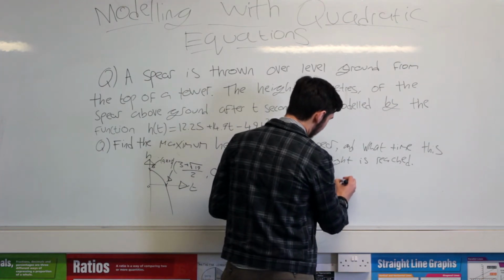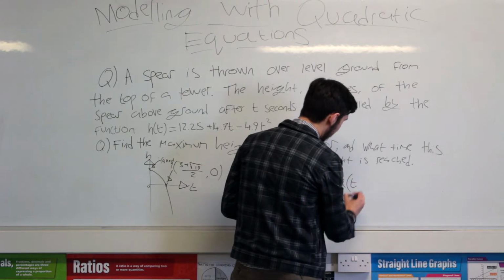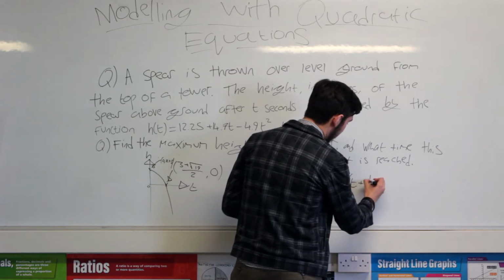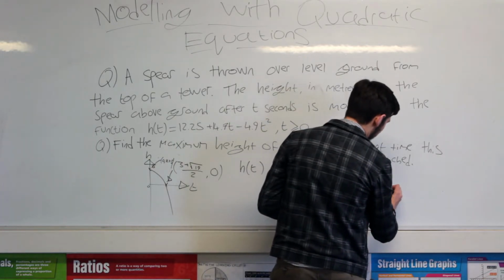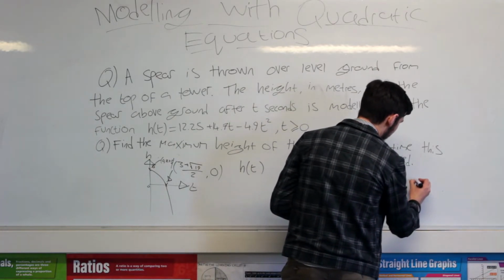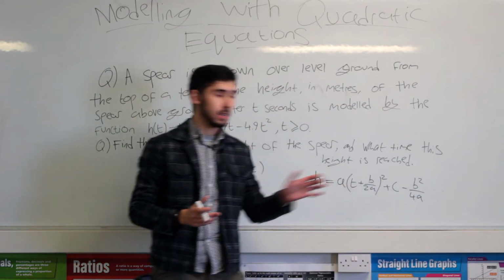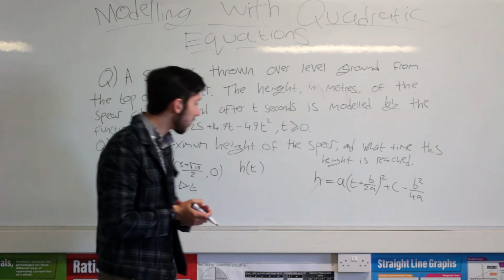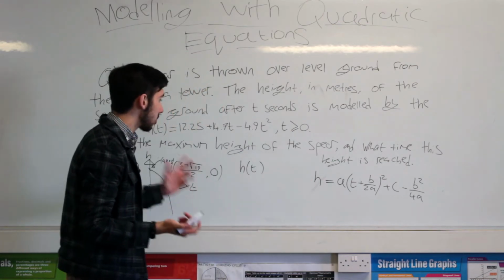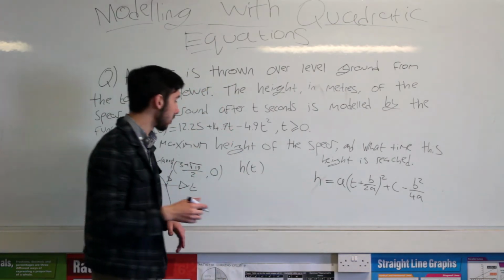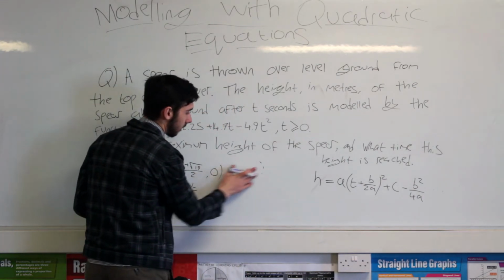h is going to be a times (t plus b over 2a) squared plus c minus b squared over 4a, okay? That is the completing the square formula, okay? Very cool. And I've put a t there instead of an x and an h instead of a y, okay? So h of t, it doesn't matter what it's called. We're going to just write this in. I'm actually going to put this a little bit to the left.